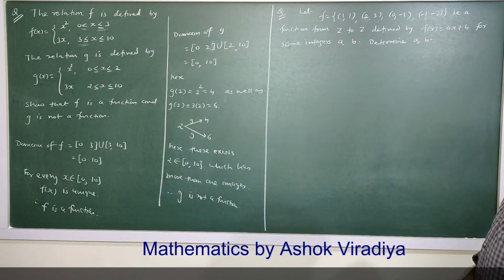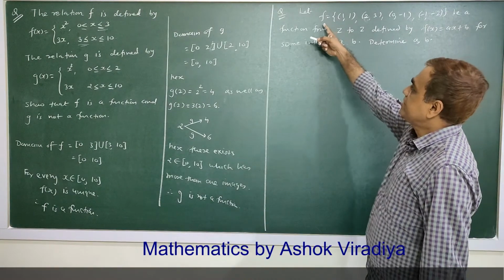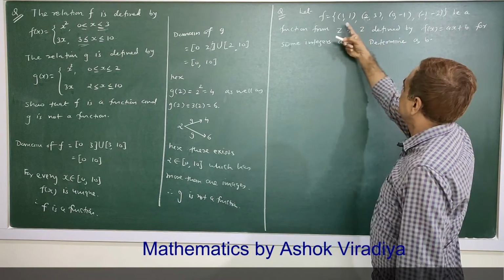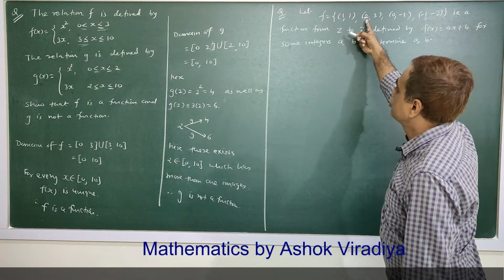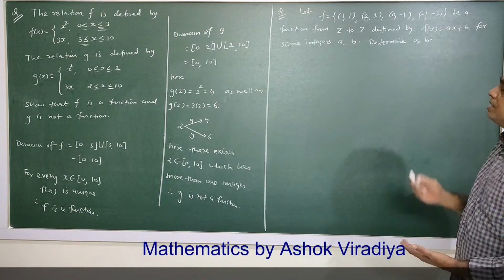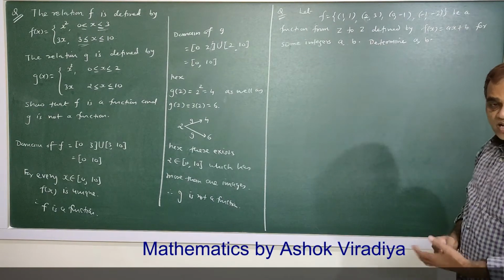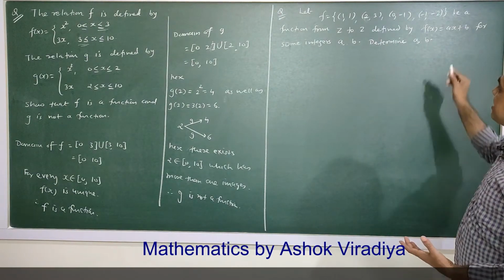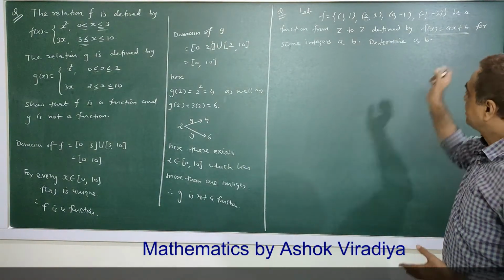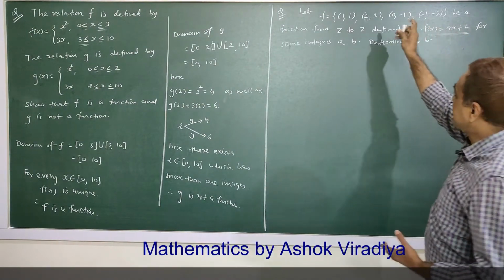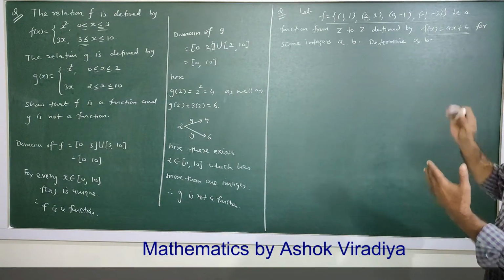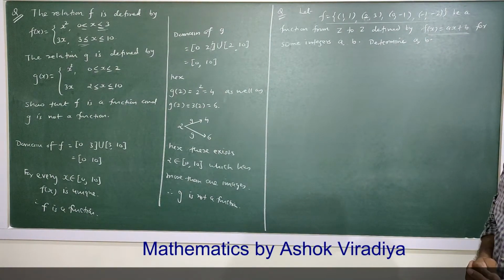Now in this question, see, F is given in set form, a set of ordered pairs (1, 1), (2, 3), (0, -1), (-1, -2). Let F be a function from Z to Z defined by this formula. So here the function is given in formula form as well as in set form. For some integers a and b, determine a, b. That is the question.